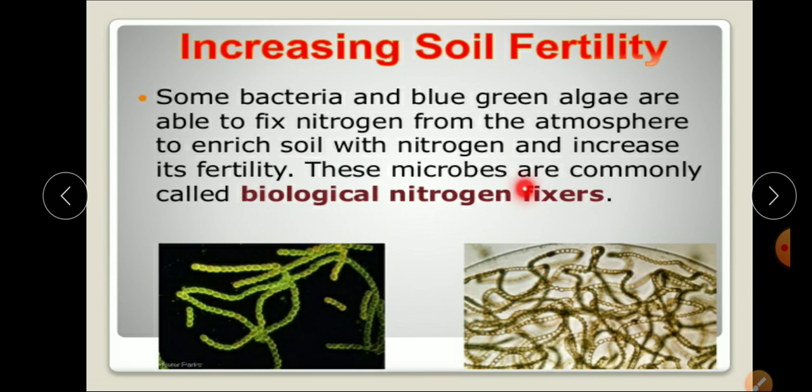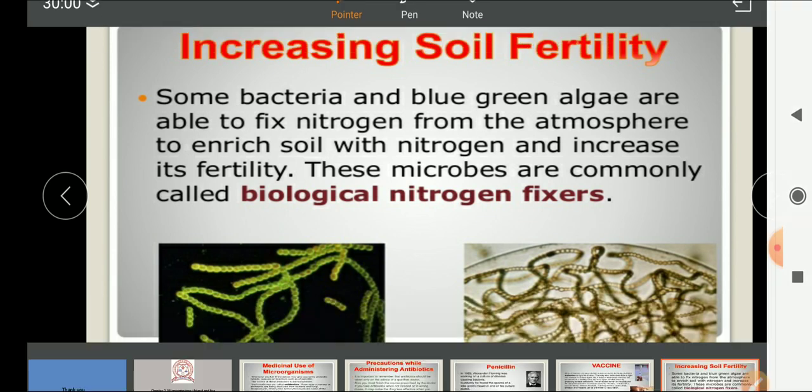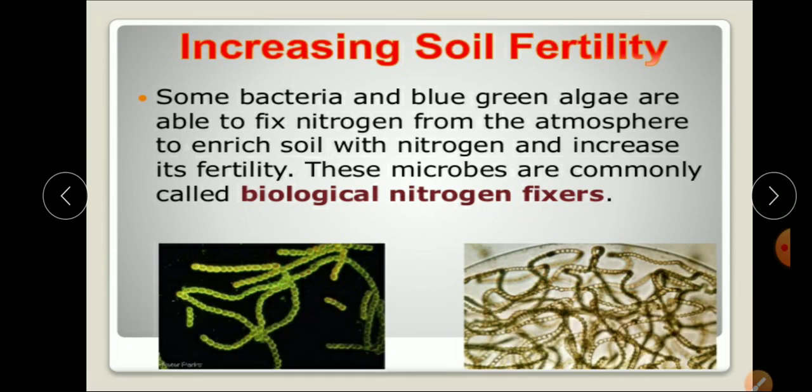So these microbes are commonly called biological nitrogen fixers. What are they called? Biological nitrogen fixers. You can see the figures, how it looks like. They are nitrogen fixers. They help us to enrich the soil and increase its fertility.